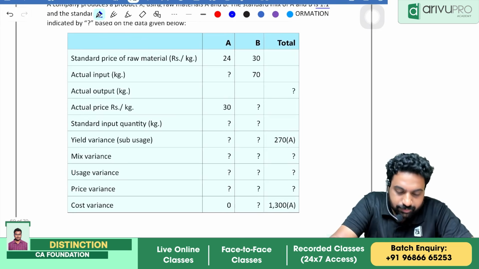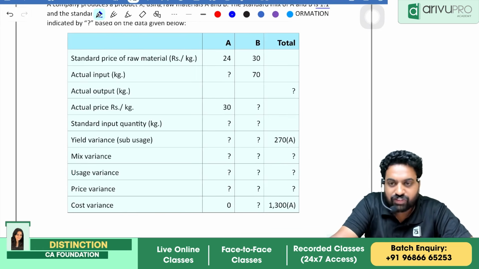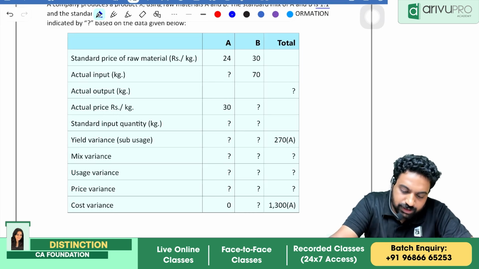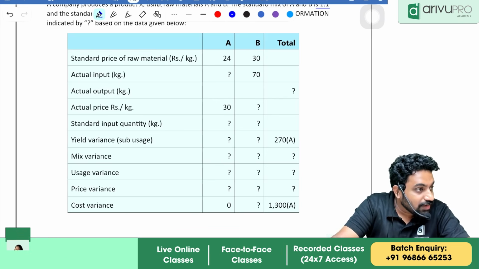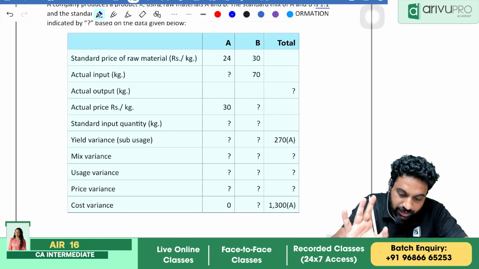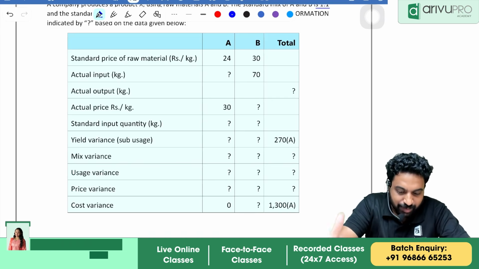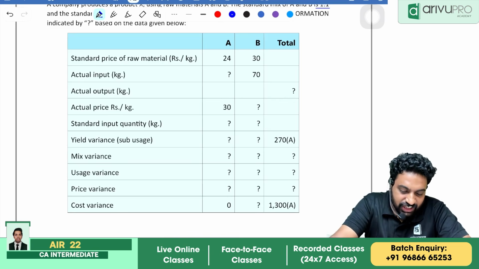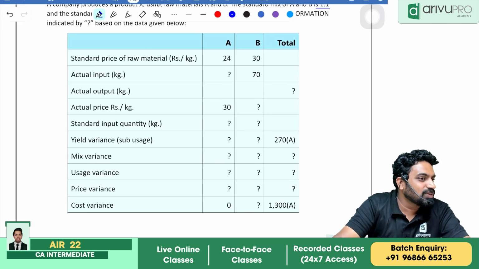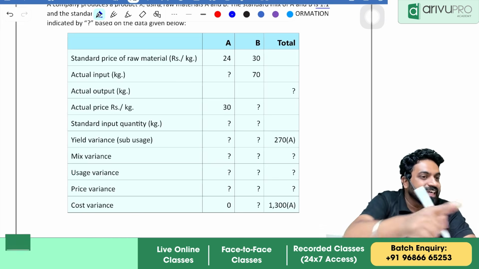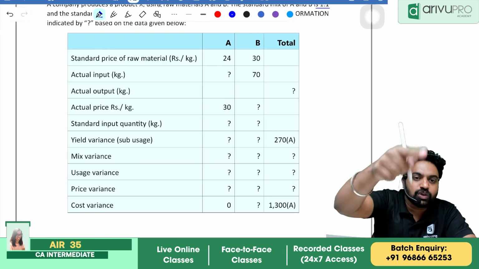Standard price they have given, 24.30. Actual input: for A they haven't given, for B they have given. Actual output they haven't given. That is the good part here, which makes the question baddie. Actual price 30, question mark. Standard quantity they haven't given. If they give standard quantity, easily you can find out actual output. How? Standard quantity means standard for actual only, no? If they have given standard as 100, then you know that actual output should be 90.